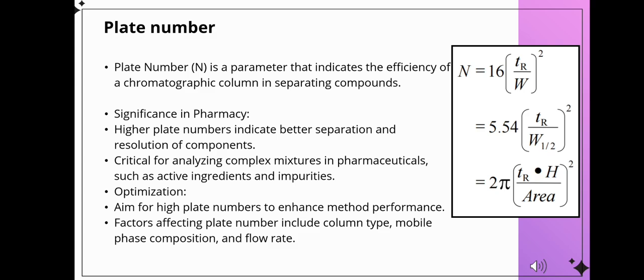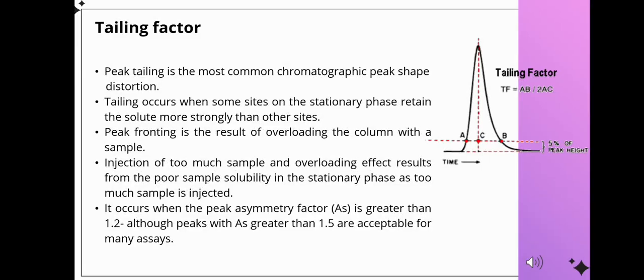It is a parameter which indicates the efficiency of a chromatographic column in separating compounds. Higher plate number indicates the better separation and resolution of the components. The aim is for higher plate numbers to enhance the method performance. Factors which affect the plate number include column type, mobile phase composition, and flow rate. Plate number is represented by the formula, that is capital N equals 16 (TR upon W) the whole squared. Tailing factor, denoted by capital T.